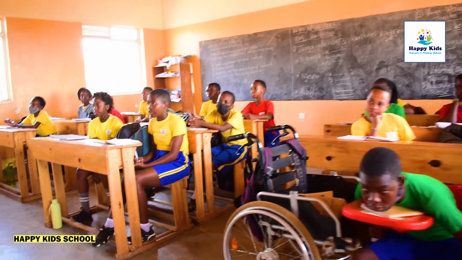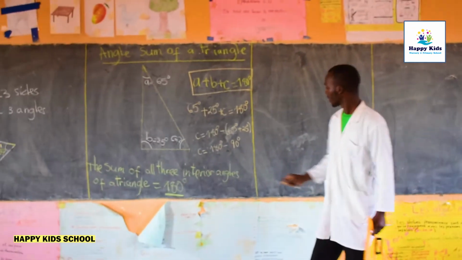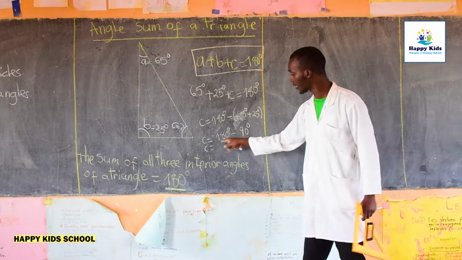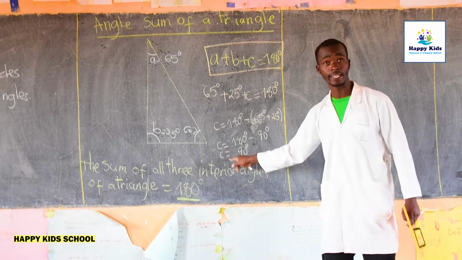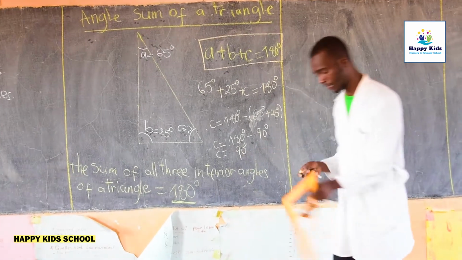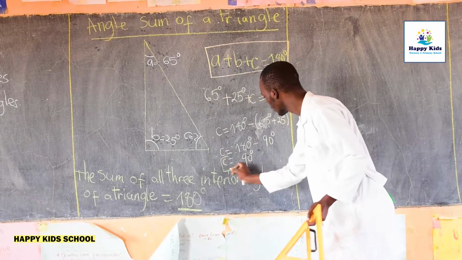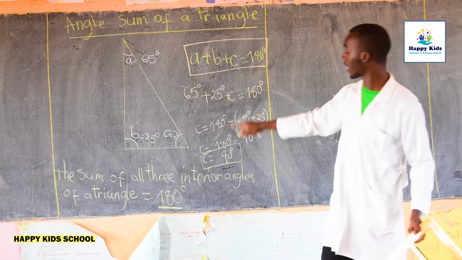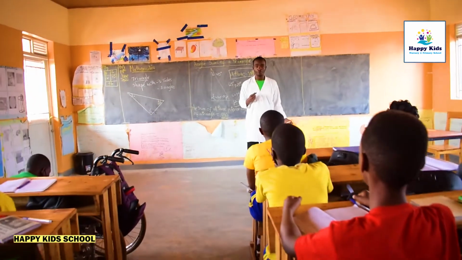So C is now equal to 180 degrees minus the sum here, which is 90 degrees. Now our C is going to be 180 degrees minus 90, which gives 90 degrees. Finally, I have got the value of C. It means that using this rule, the angle sum of a triangle, we can find one of the angles of a triangle once we are given two angles.